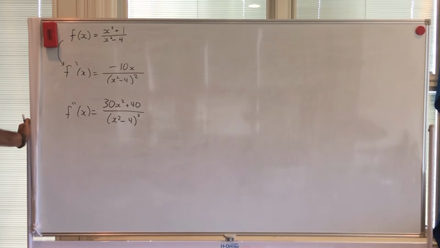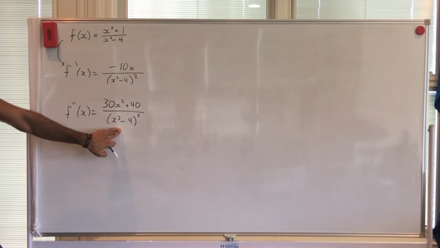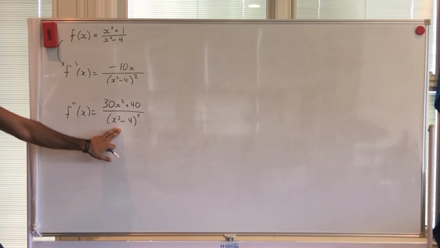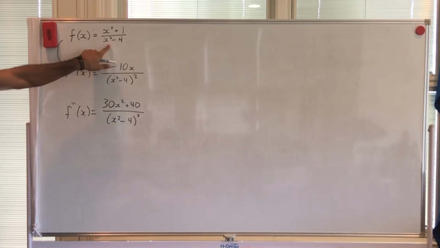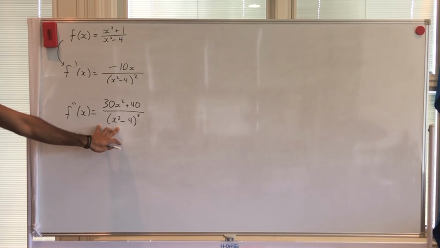Okay, possible points of inflection. Let's start by seeing whether the second derivative can be undefined. Can this thing be undefined anywhere? Yes, at x equals 2 and negative 2. But remember, we're testing for possible points of inflection, which need to be points on the original graph, which means we have to look at the domain of the original. If 2 and negative 2 are not in the domain of the original, do I have to worry about those being possible points of inflection?